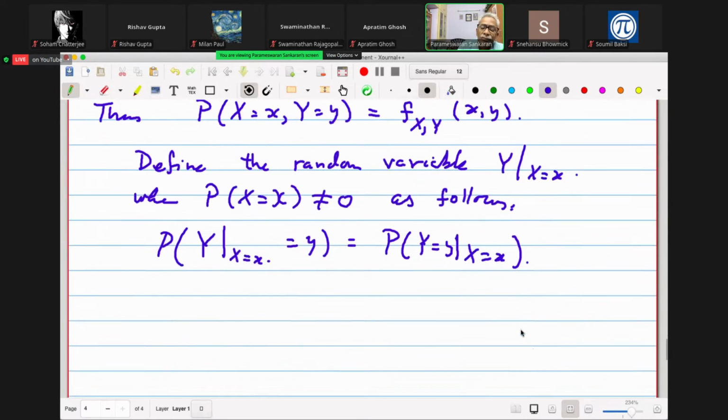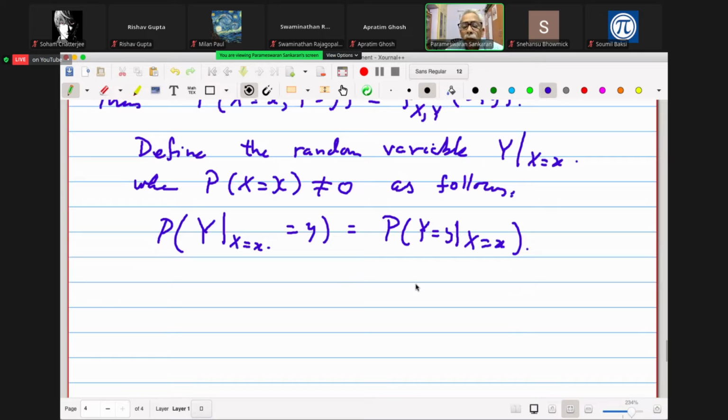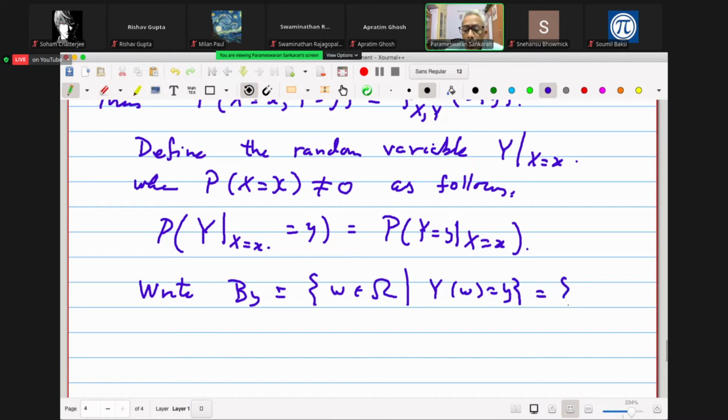Okay. So this makes perfect sense, right? So write the set of all omega in Omega, the sample space, such that Y of omega is equal to y, which is what we briefly write as Y equals y.